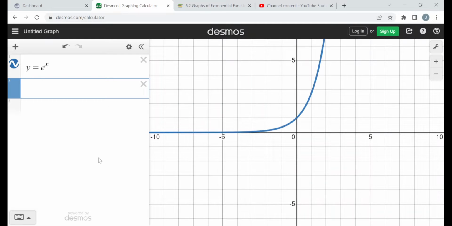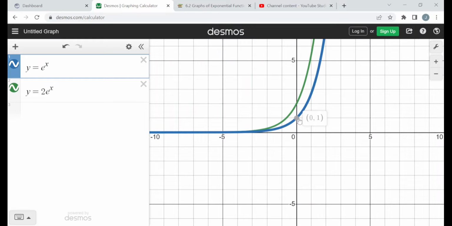Alright, so in the next function, they said do a vertical stretch by a factor of 2, right? So move all the points twice as far away from the x-axis. This is multiplying by 2, 2 times e to the x. And you see now on the blue graph, the y-intercept was (0, 1). And on this new graph, the green graph here, the y-intercept is (0, 2). That's twice the distance from the x-axis, a vertical stretch by a factor of 2. And the same thing happened for all the points.